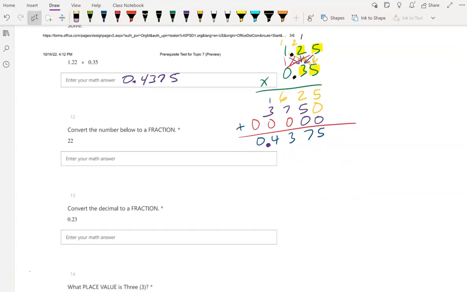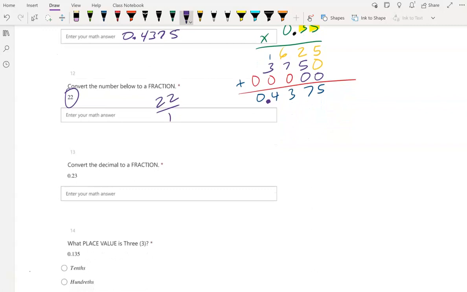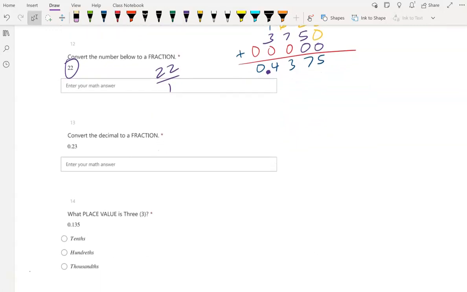Question number 12. You're probably going to think it's some kind of a trick question converting this number to a fraction. It's a whole number. It's a 22. How do you turn that into a fraction? Super easy. You're going to kick yourself for not knowing this one if you didn't. Put a 1 under it. That's it. Take a whole number or an integer, you turn it into a fraction, put a 1 under it. That turns any integer or whole number into a fraction. Just put a 1 under it. It's beautiful.